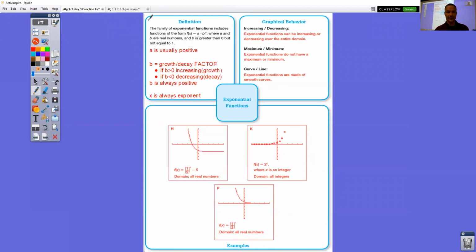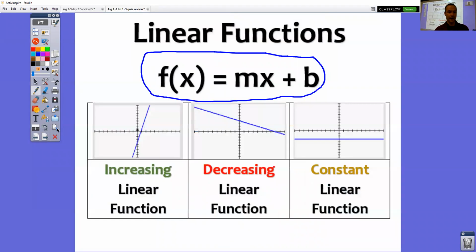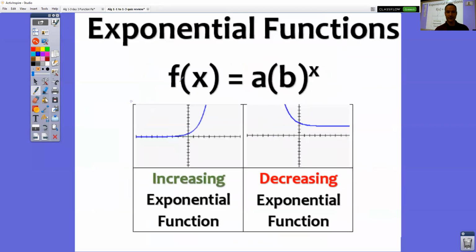In the next one, we're looking at the exponential function family. For exponential function families, you're always going to have x as an exponent. So a times b to the x power. You're always going to have that x as an exponent. This could either be increasing or decreasing as we go from left to right. It's always going to be a single curve. You're always going to have a single curve when it's an exponential function.